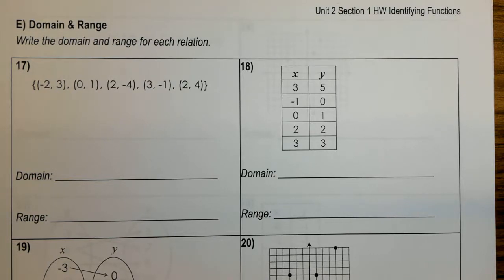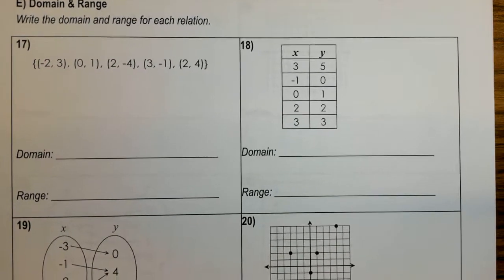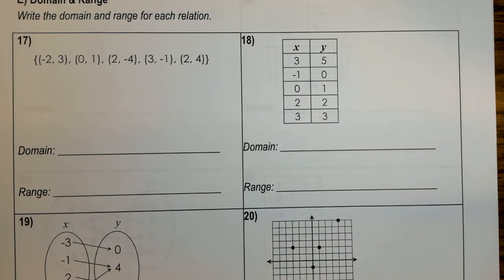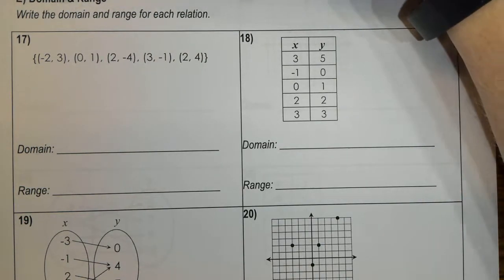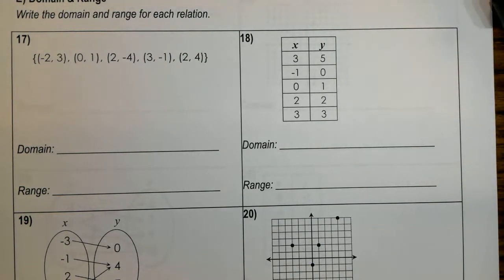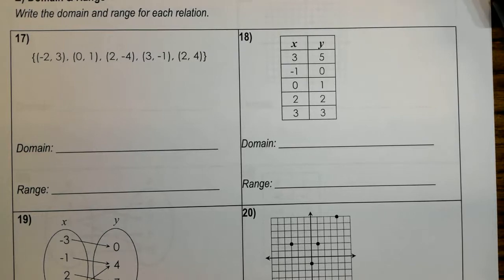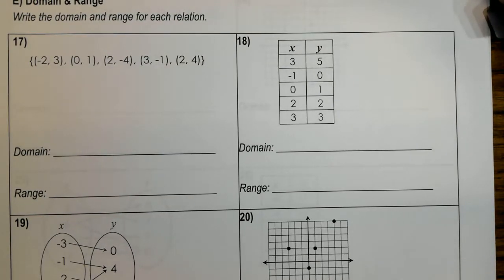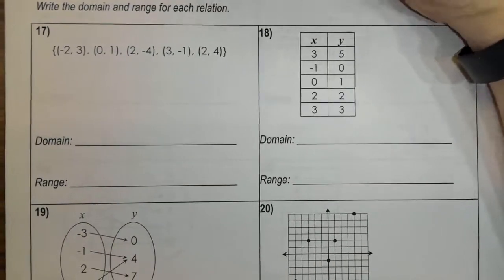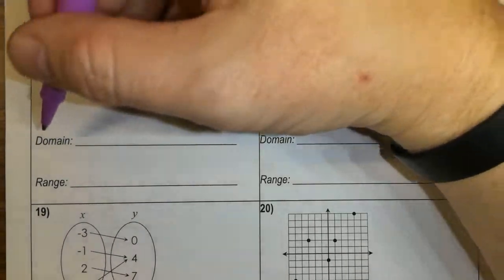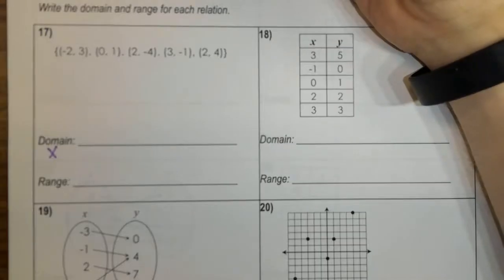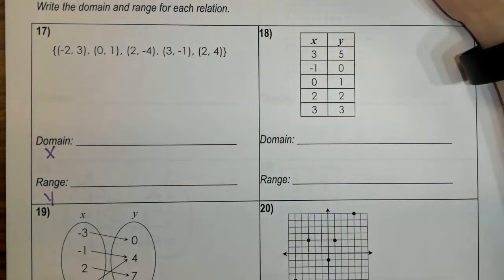Okay, Unit 2, Section 1, homework. This is domain and range. So this is the second half of the homework. Okay. All right, 17. For all of these, write the domain and range for each relation. I can't say for each function because they're not all functions, so I had to be correct on that. Anyways, if you have forgotten already, domain is all your x values, range is all your y values.